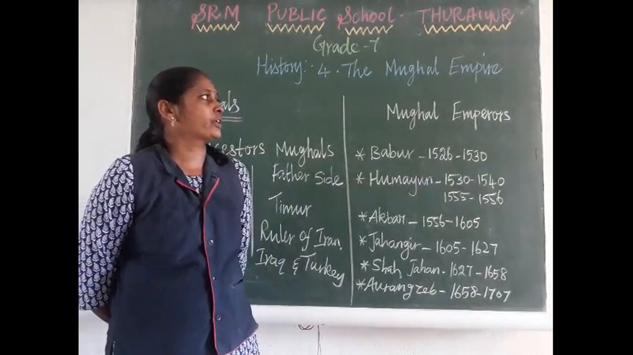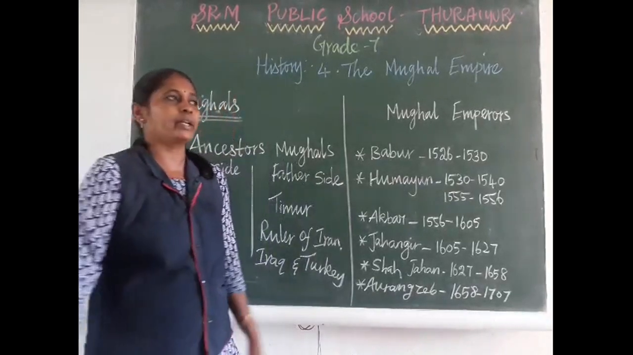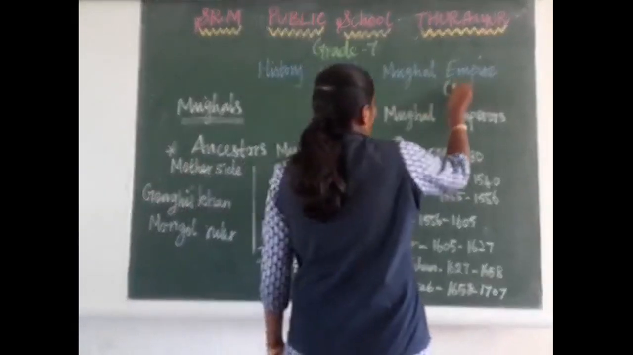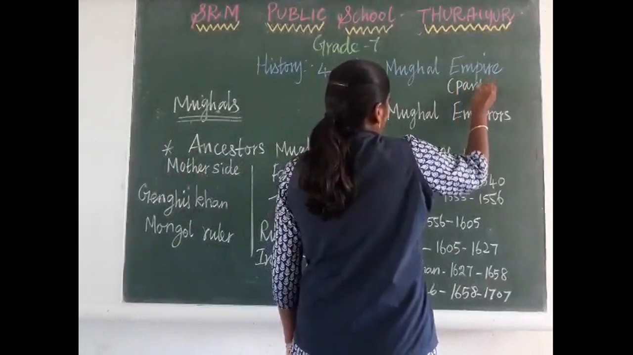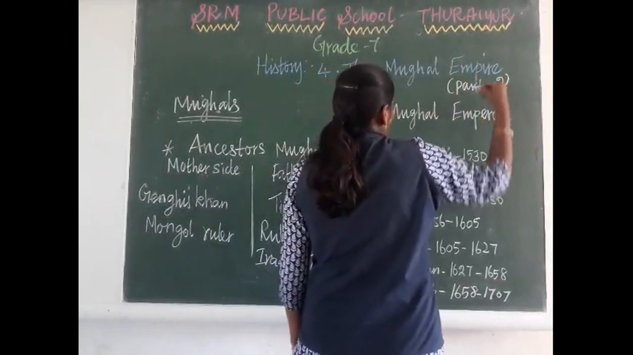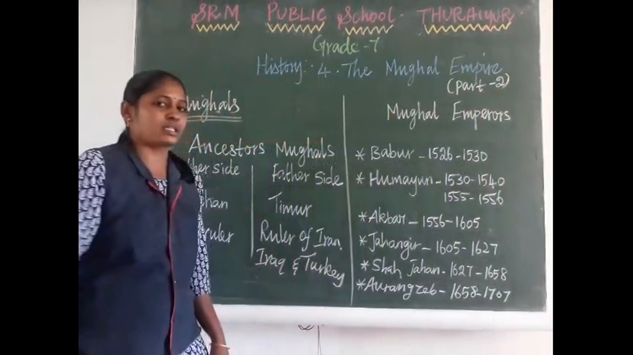Today for grade 7, we are going to continue the Mughal Empire part 2. Last week we discussed part 1. This week we are going to continue part 2.